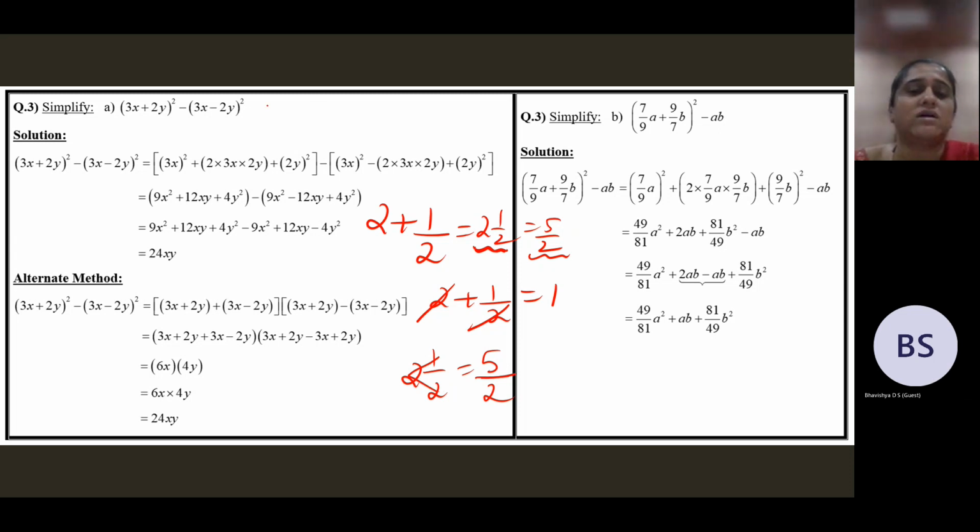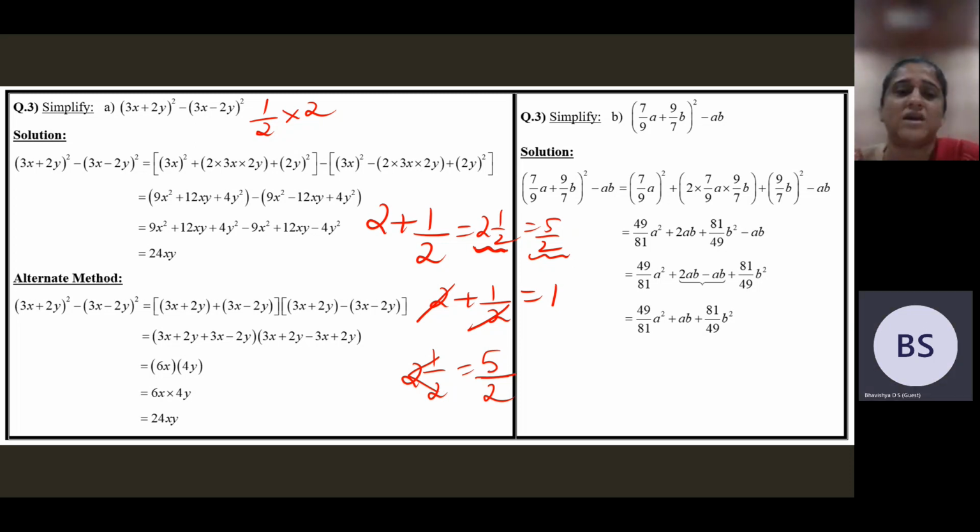Supposing you have 1 by 2 into 2. That means what? 1 by 2 into 2 means you have 1 by 2, 2 times. Half, 2 times you have. You have half and another half. What is half plus half? 1, right? 1, ma'am. Yeah, that's what you'll get here also. 2 and 2 will get cancelled and 1.